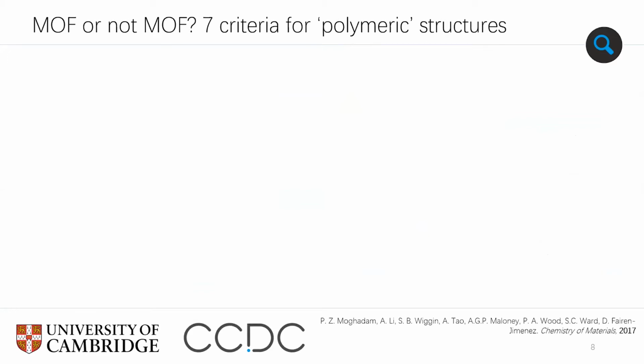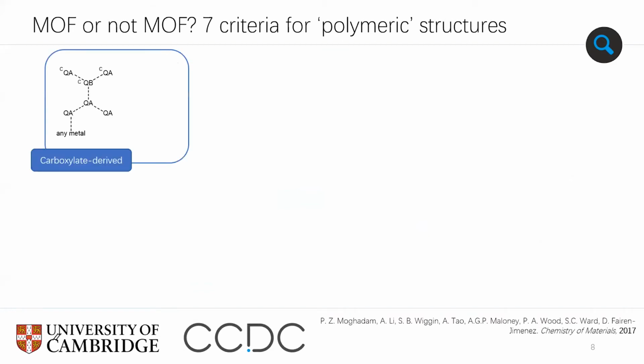So MOFs are extended structures, and there's a very convenient tag in the CSD that is polymeric, which targets specifically extended structures. So we use that tag as the first instance, but the problem is not all polymeric structures are MOFs. Actually, it's very difficult to say what is a MOF because there is no clear definition and it's very debatable. But what we do know is that there's a wide range of structures that are definitely considered as MOFs. And so we decided to focus on these structures linkages specifically.